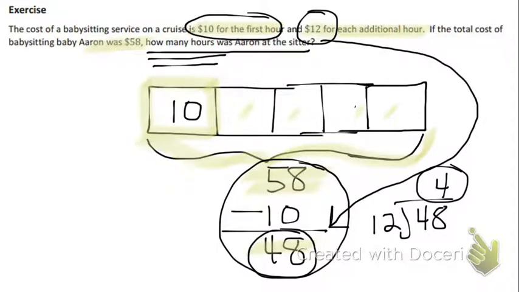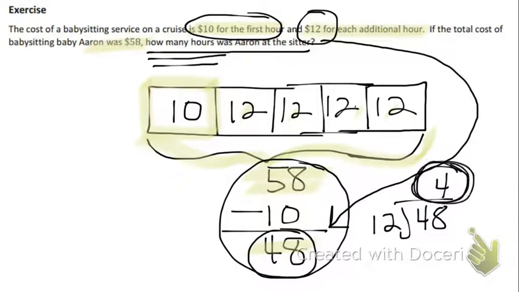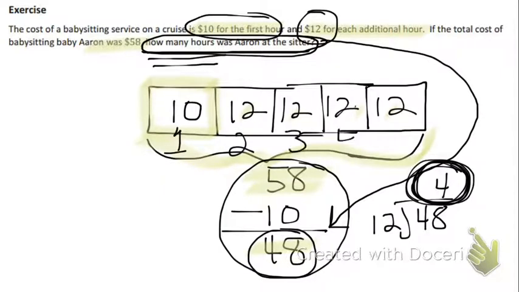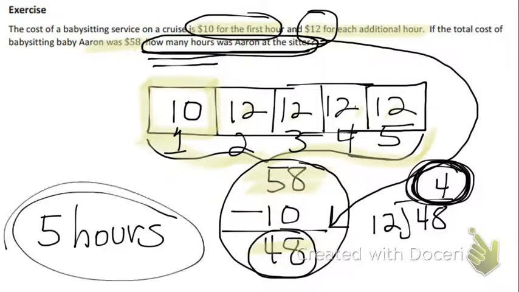Okay, and that's going to be 12, 12, 12, 12. The one thing about this question, though, is not to be fooled, because 4 is actually not our answer to the question, because the question asked how many hours Aaron was at the babysitter. And this is hour 1 right here, which is $10, hour 2, 3, 4, 5. So Aaron was actually at the babysitter for 5 hours. Okay?